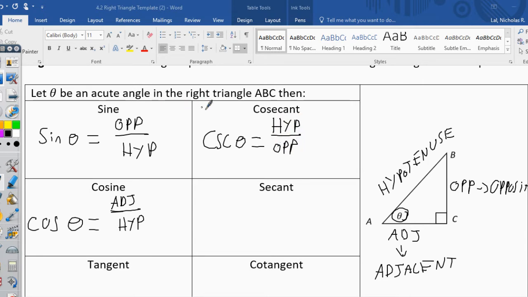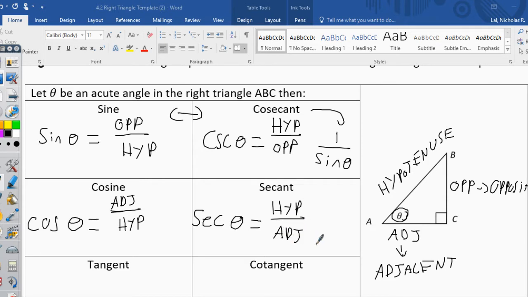What do you notice? Do you notice any similarities between sine and cosecant? Just flipped. So, in fact, sine is related to cosecant. They're called reciprocal trig functions. So the cosecant is actually equal to 1 over the sine of theta. Okay, the secant of theta, SEC, is equal to the hypotenuse over the adjacent. And that's equal to 1 over the cosine of theta.